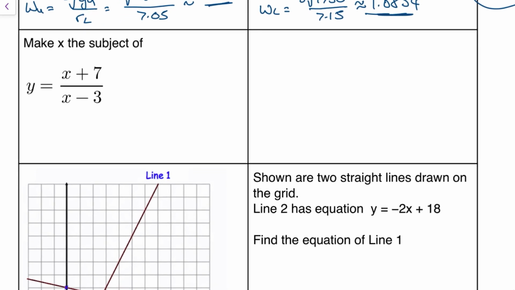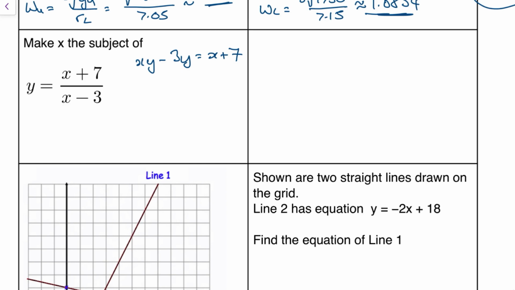Next question. Okay, we're back to a bit of algebra. If you've seen my videos before, definitely a bit of a technique here. Please don't learn it as a technique, just understand how to do it. But it's kind of the same thing each time. So multiply by the denominator, which is going to give me xy minus 3y, is equal to x plus 7.